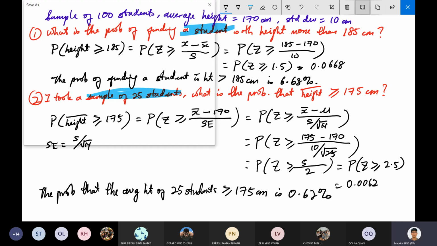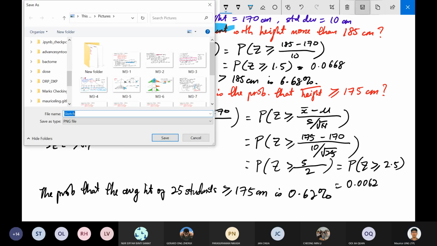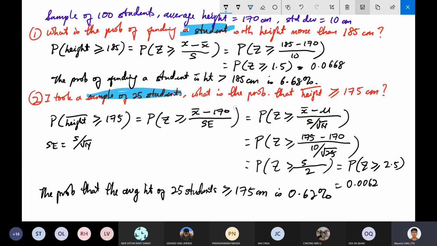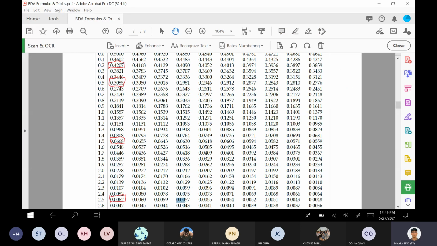Can you help me draw the graph of this one? Okay, hold on. You mean the distribution curve? Yeah, the distribution curve for the second part, because I cannot visualize. Okay, so for the second part, it will look something like this. Let's see if I can do it.